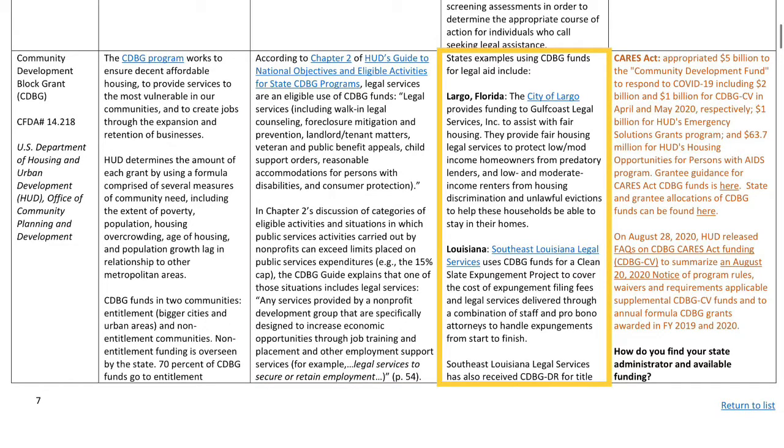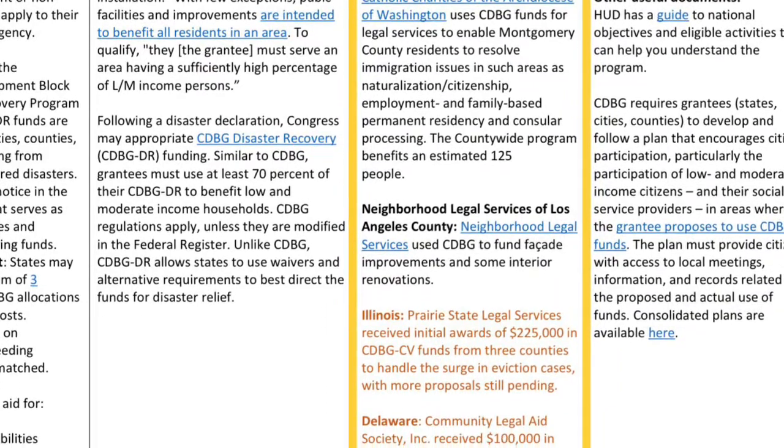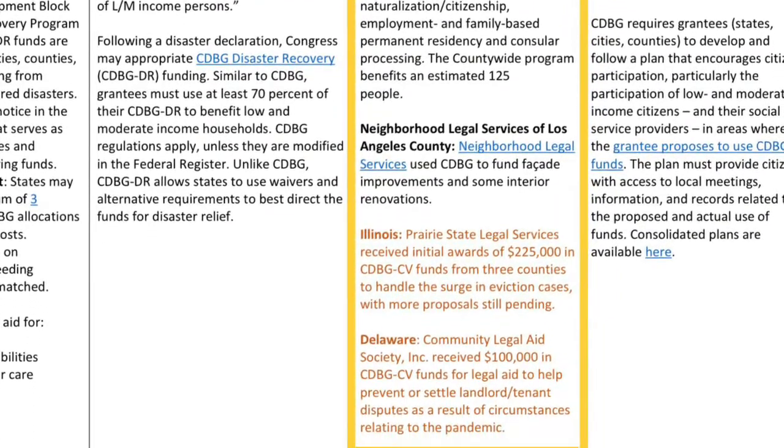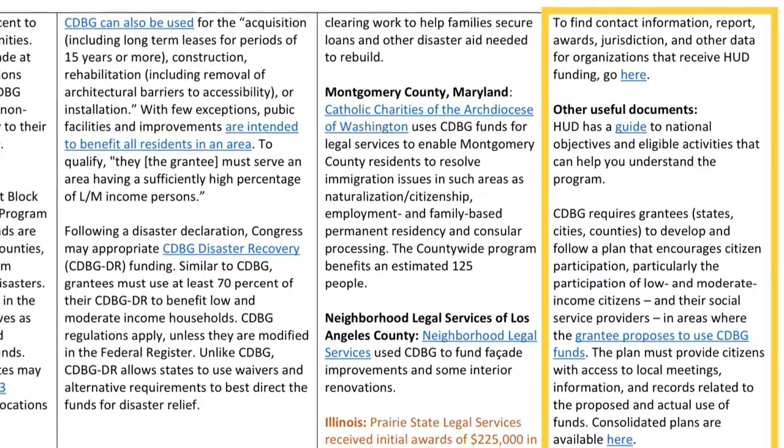The fourth column provides examples of states that have used the grant to fund legal aid organizations, direct legal services, court advocate programs, general resources for the public, and more. The last column on the right provides helpful tips for finding your state grant administrator and learning about available funding, guidance, and other useful resources.